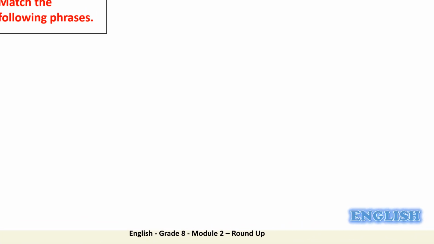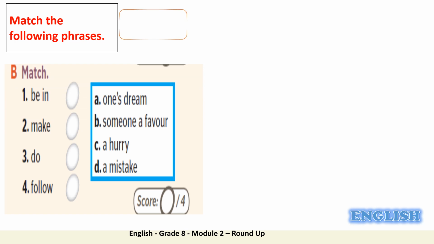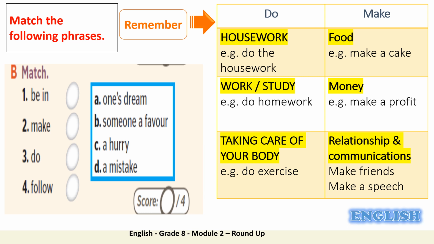Here you should match the following phrases. Before you do the task, have a look at this, please. The uses of do and make. Do is used when we speak about housework, like if I say do the housework. Also, when you speak about work or study, like do homework, do an experiment, do a task, do a test. Last one, taking care of your body, like if I say do exercise, do karate.